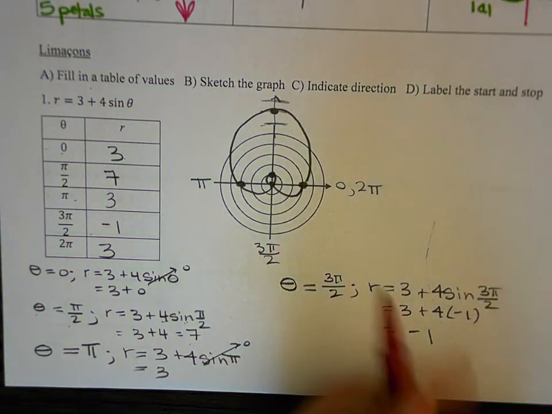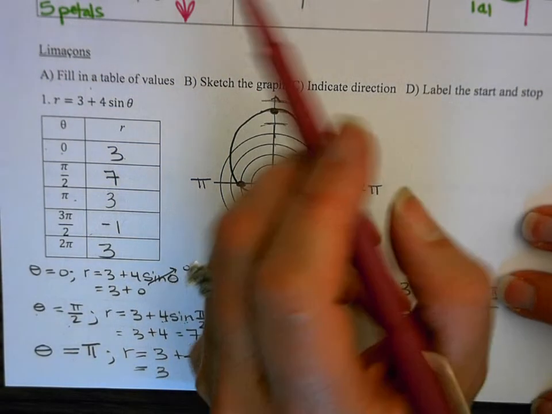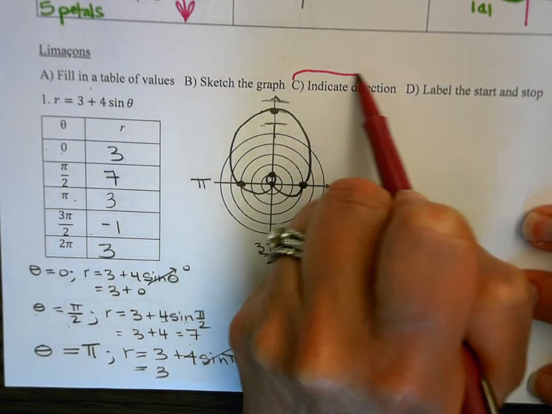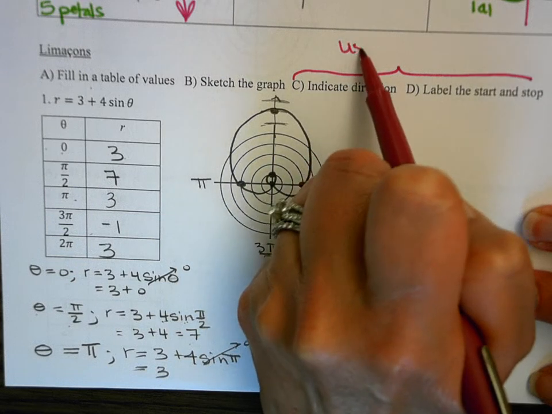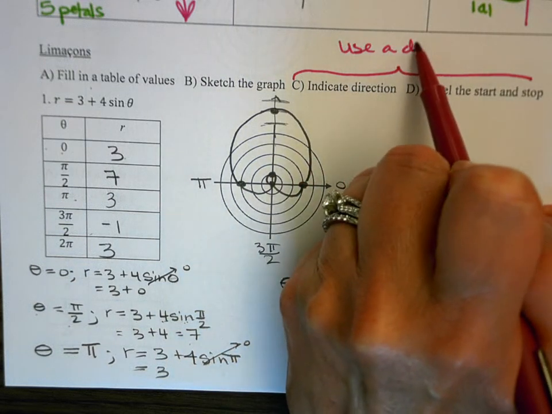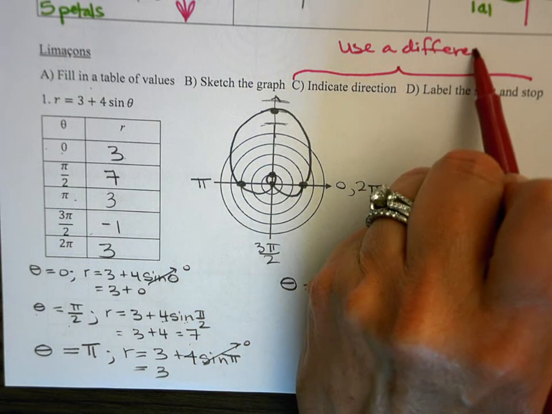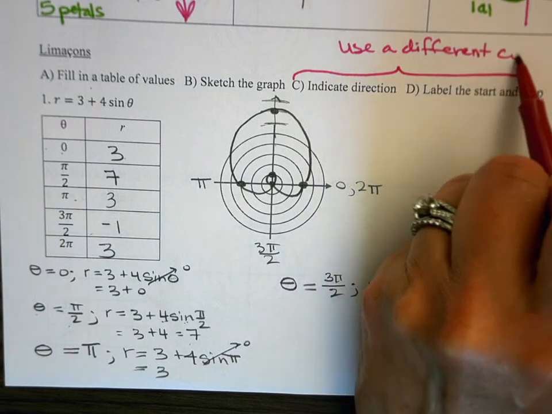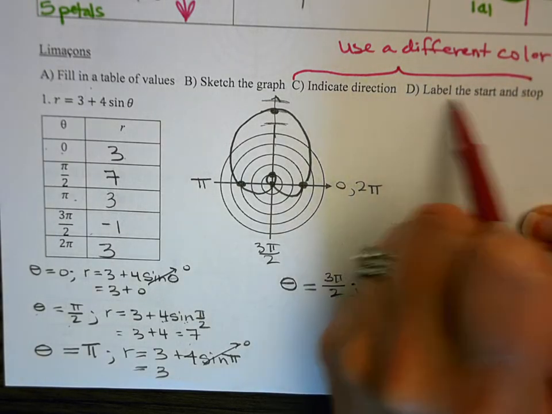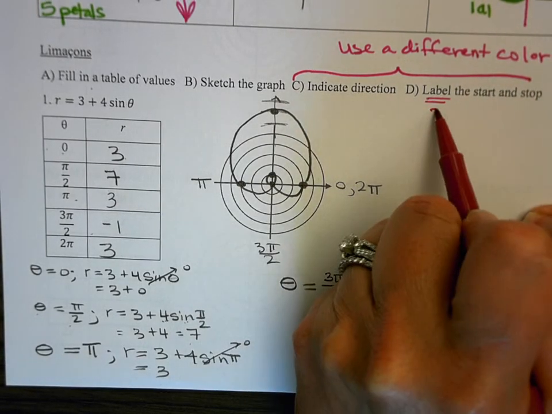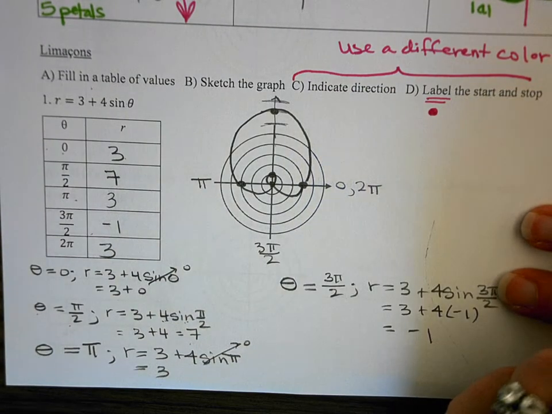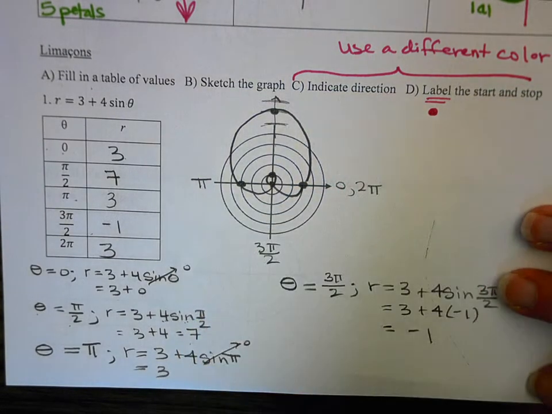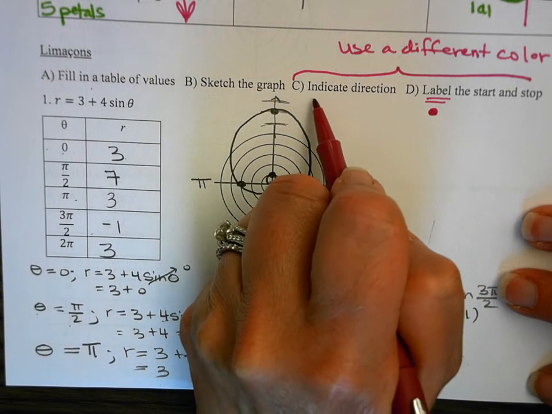We always want to make sure that we use a different color for this, so use a different color. And you don't actually write the word stop. When we say label it, we mean you're just going to put a dot. Where did it start? Where did it stop? It's always going to be on the same location. And indicate the direction in which you're traveling. So you're always going to just use a little arrow.